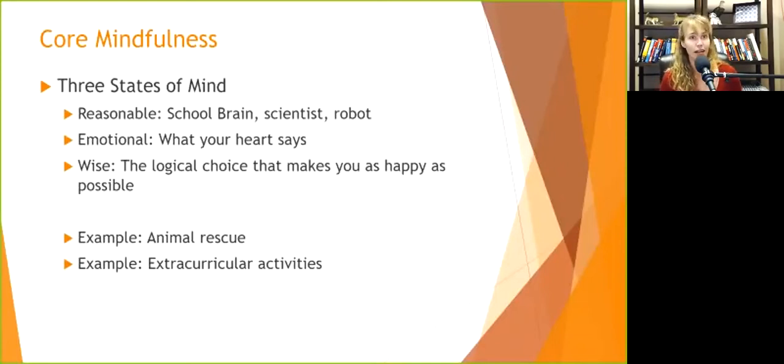But the wise mind says, okay, in order to do these things, mom or dad is going to have to tote me from here to there. I have to make time for other things. So I need to pare it down and choose from these activities so I can do things I want to do, but I can also get the things done that I need to do.